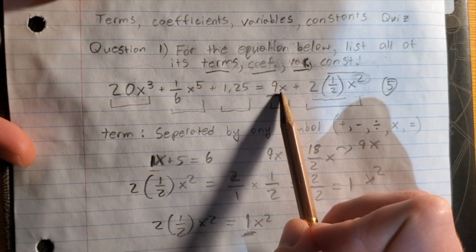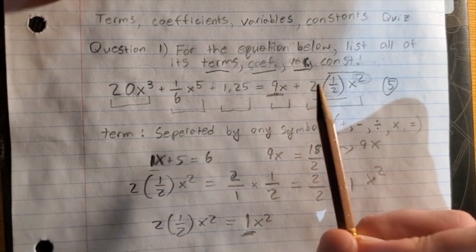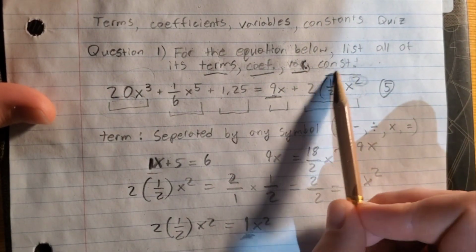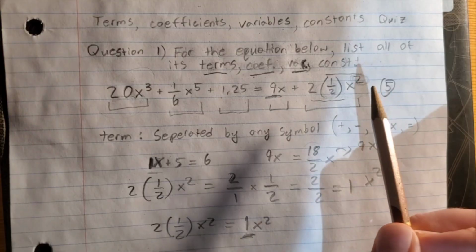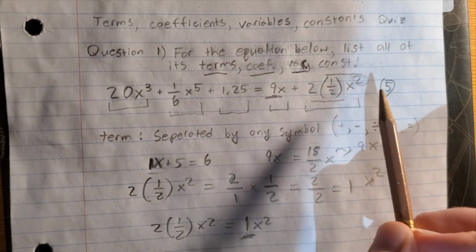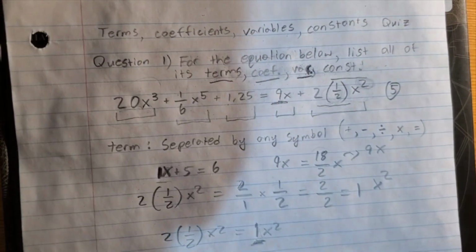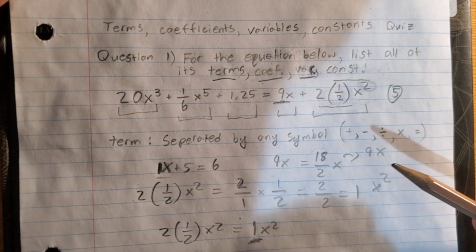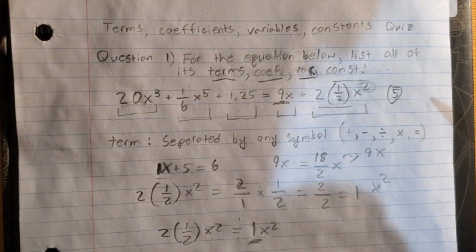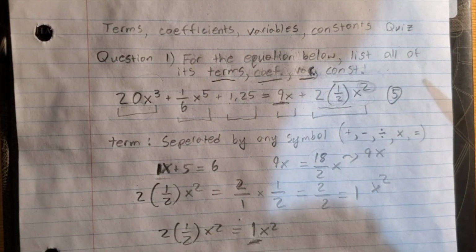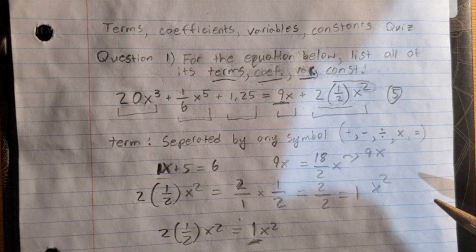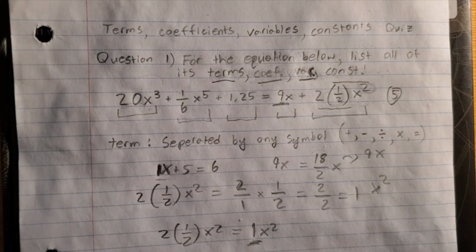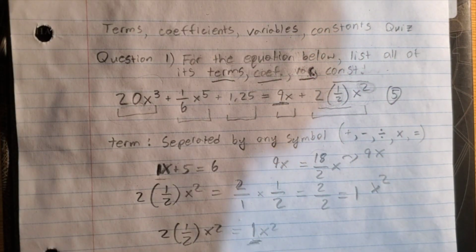Next up, 9x, right? Easy. We know this is the coefficient. We know this is the variable, x. Next one. We know this is the coefficient. We simplified it down to 1x squared. 1 is the coefficient. X squared is the variable. Easy, guys. You guys are going to ace all your quizzes. Okay, cool. So that means we have 1, 2, 3, 4 total variables, different types of variables in this equation. Cool. Easy, right?